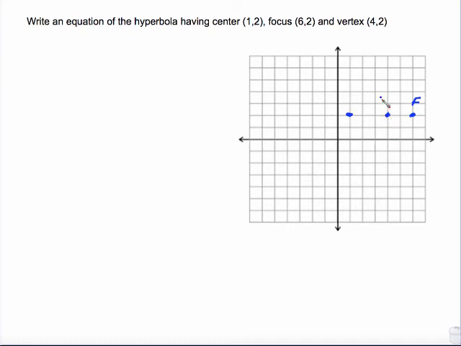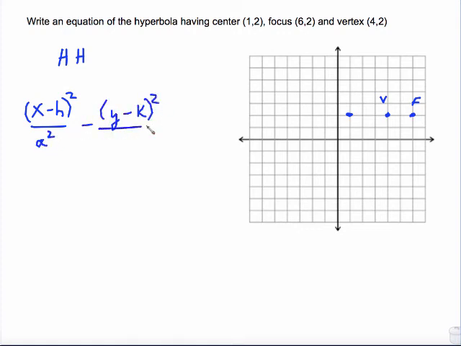Now, that should tell you something. All that stuff is lined up along that horizontal line. That tells me this is a horizontal hyperbola. That means we're looking at this format: x minus h squared over a squared minus y minus k squared over b squared equals 1. And because I know the center, I know part of this answer already. The center is 1, 2. I'm just going to slip in a 1 right here and a 2 right here. I'll write this up neatly before it's all over with, but I know that.